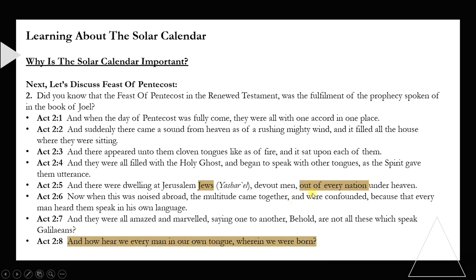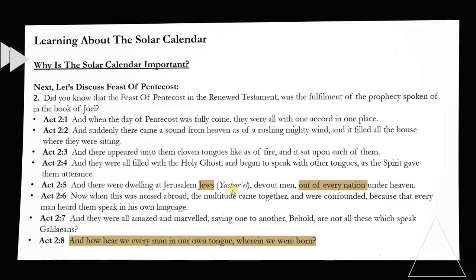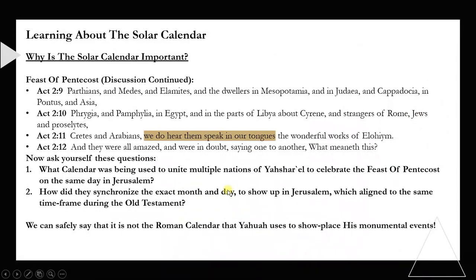Because they were out of every nation, right? But bear in mind, it says there in verse 5, there were dwelling at Jerusalem Jews, Yasharel. So the ones that were coming out of every nation was Yasharel. Yasharel was spread abroad, at least the northern kingdom. Next slide.